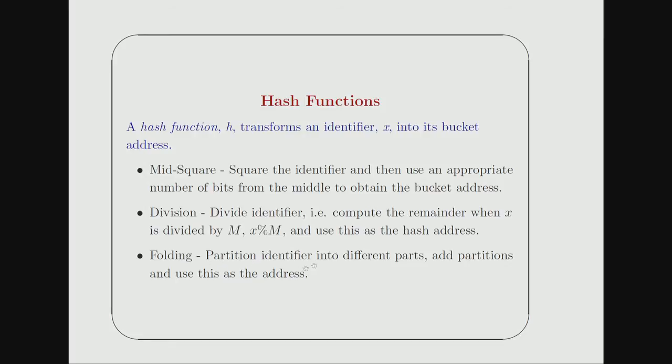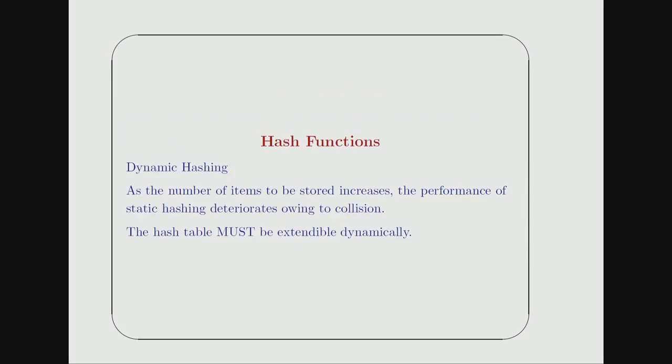Folding is partitioning the identifier into different parts, adding the partitions, and using the result as the address. So there are a number of different hash functions that people have come up with to ensure that the keys in a given application are distributed as uniformly as possible. Another variant, which is beyond the scope of this particular course, is what is called dynamic hashing.